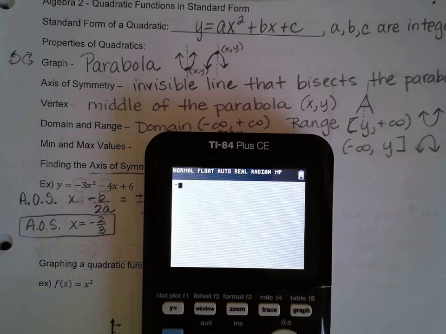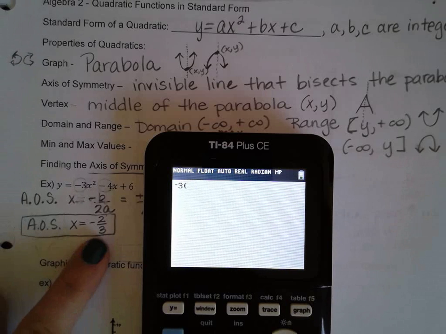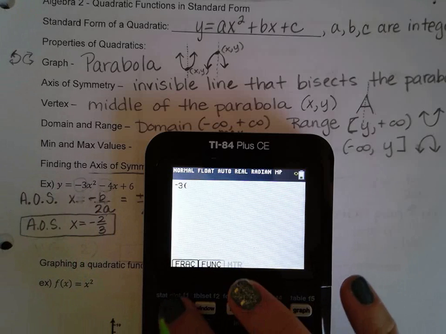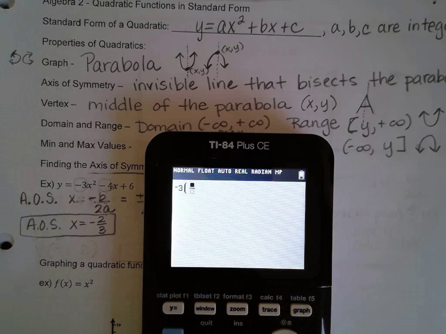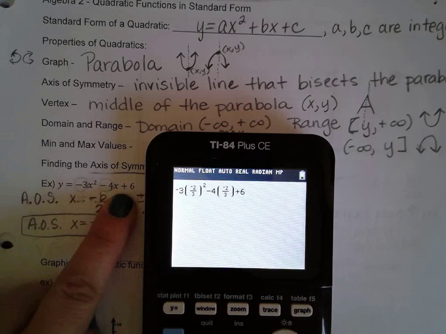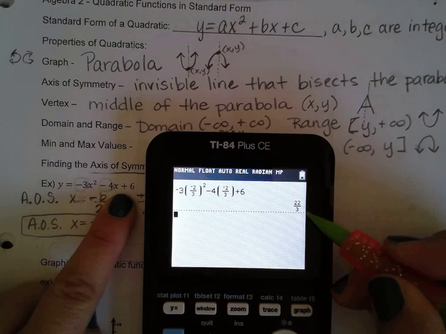So negative 3 times, now I'm going to put negative 2/3 in everywhere I see an x. So I'm going to make it look nice with the alpha y equals negative 2/3, close the parentheses. Then we need to square it, and then minus 4 times negative 2/3, close the parentheses, and then plus 6, just like the equation gives us. I'm going to hit enter, and there you go.